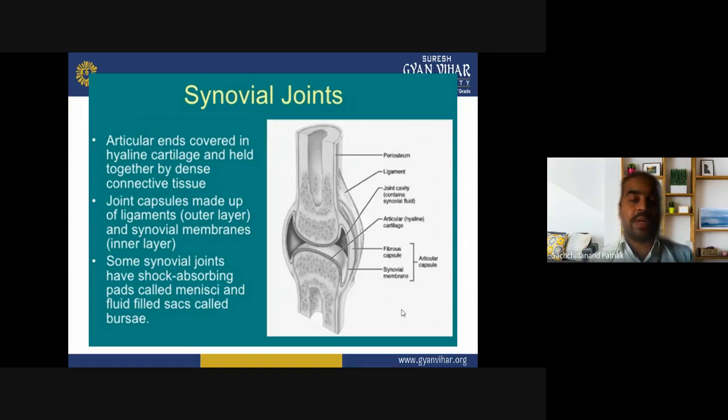Some synovial joints have shock absorbing pad called the menisci and fluid filled sac called the bursa. So a few synovial joints have shock absorbing pads. That means when any injury occurs, that pad will absorb the shock, and that is called the menisci. And there is a fluid filled sac that is called the bursa.